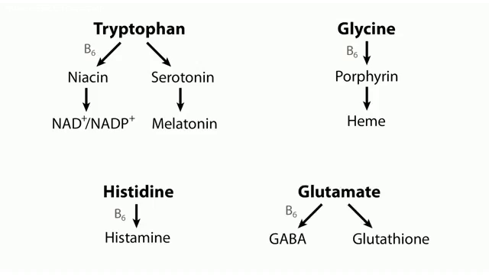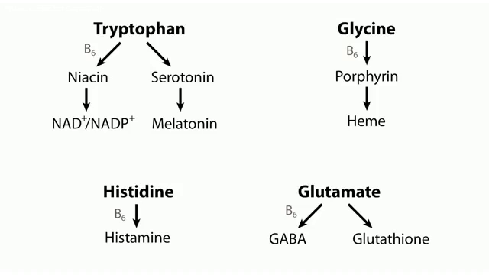And then the amino acid glutamate is essential for the production of GABA, again with the help of B6. And GABA is the main inhibitory neurotransmitter of the central nervous system. So with B6 deficiency, you're not going to have as much GABA around, and that can actually result in a lack of inhibition, which may actually lead to seizures. And then also glutamate is important for the generation of glutathione.